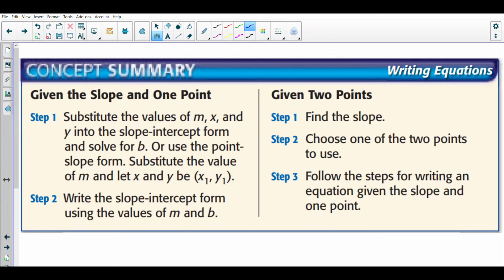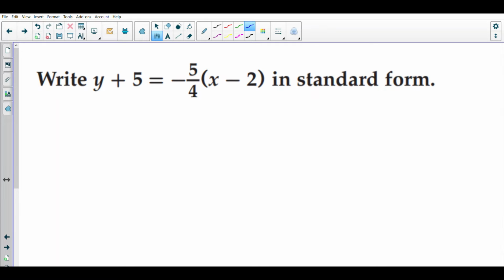All right, so now this one, write y plus 5 equals negative 5 over 4 times x minus 2 in standard form. Remember, standard form is ax plus by equals c. So we need to do some algebra here.